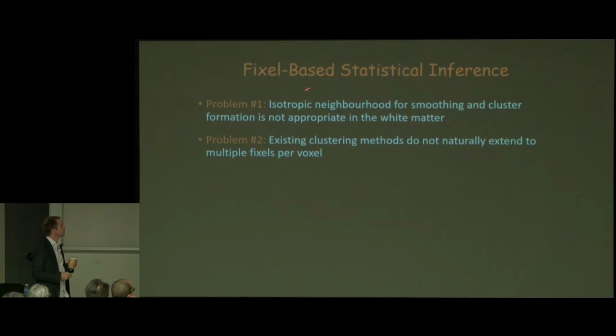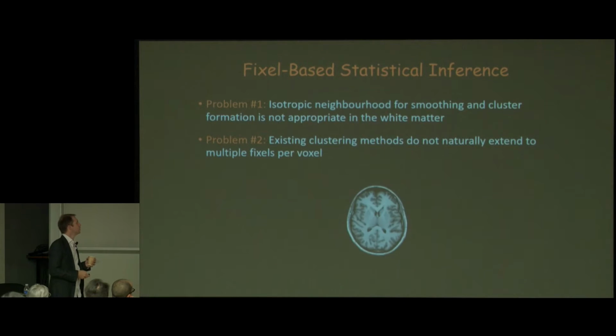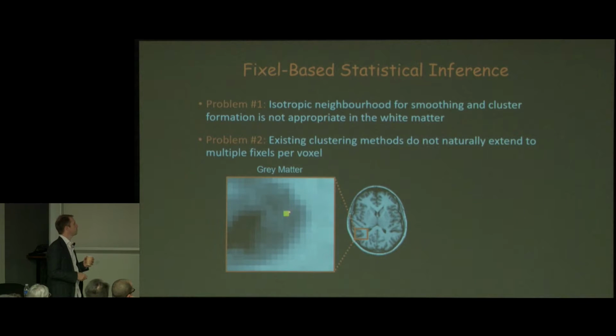The problem is that if you use a standard voxel-based analysis type approach where you smooth over an isotropic neighborhood, it's not really appropriate for white matter, because you're not expecting changes to take that kind of form. I know there are methods to do better than that these days, but that's the classic way of doing it. The other thing is that these clustering methods don't really extend to a fixel representation of the data. If it's grey matter and you do smoothing at this point, it's reasonable to expect points in the vicinity of that point, isotropically, to show similar changes.